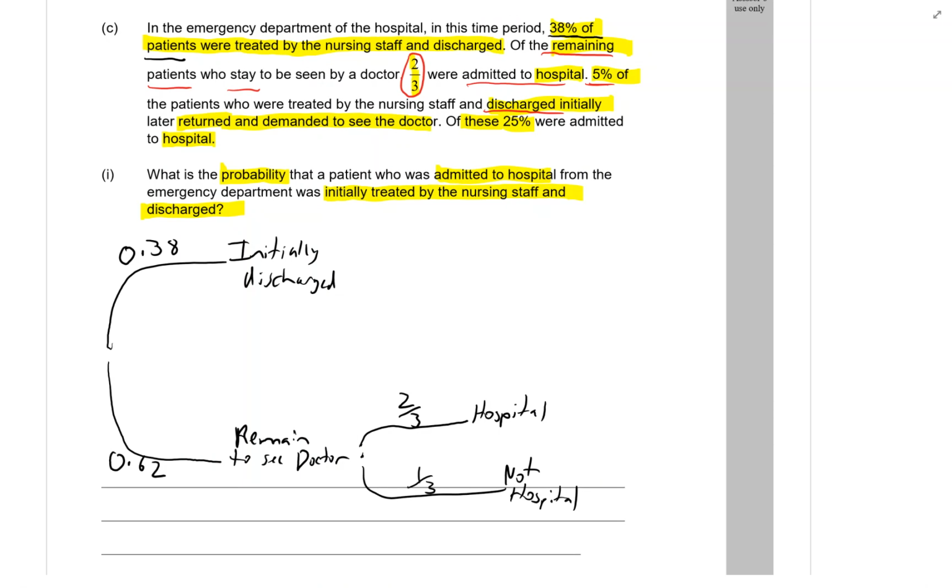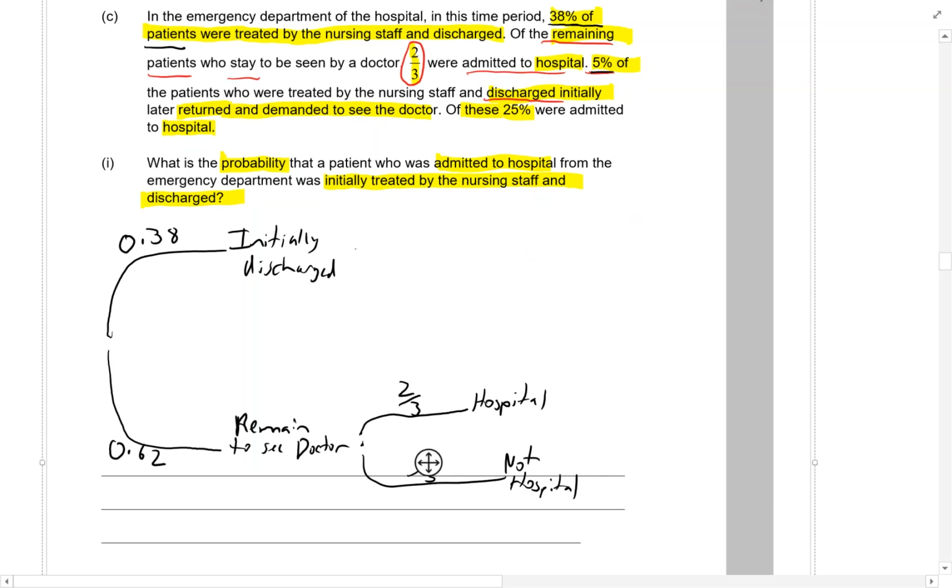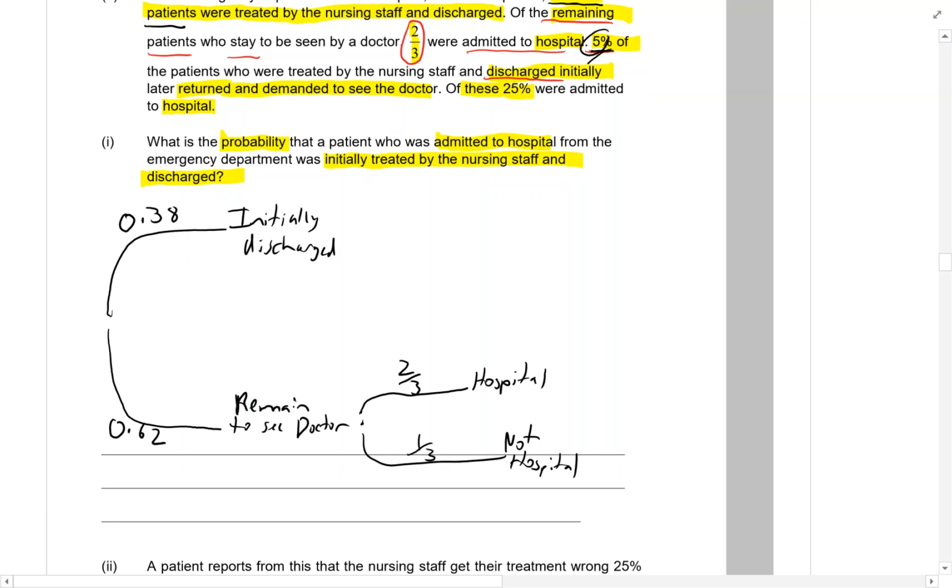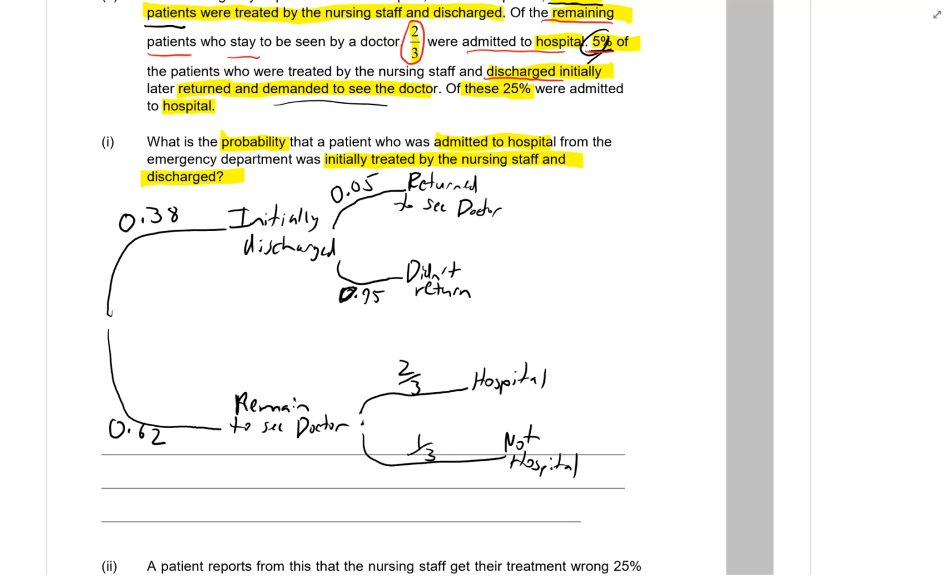Okay, what are we told next? 5% of the patients who were treated by the nursing staff and discharged. So initially discharged, 5% of those later returned and demanded to be seen by a doctor. So 0.05. And so the other 95% must not have. Okay, and they didn't return.